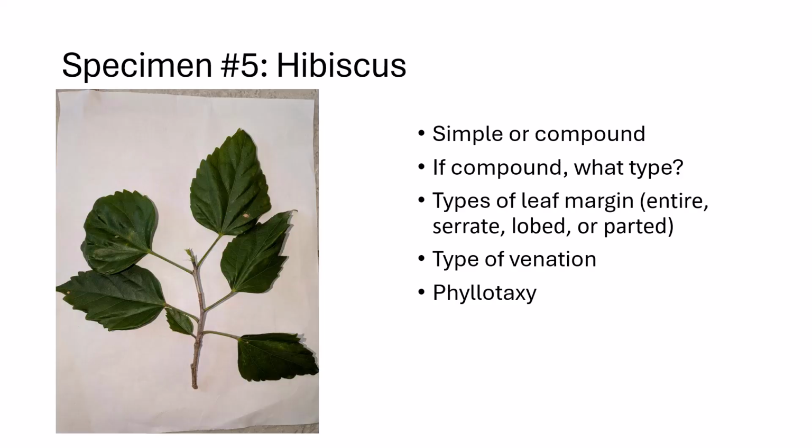Your last specimen is hibiscus, Hibiscus rosa-sinensis. Take a look at the stem in the center and determine if it is simple or compound. If it is compound, what type? Palmate, pinnate, or bipinnate? What is the type of leaf margin? Entire, serrate, lobed, or parted?